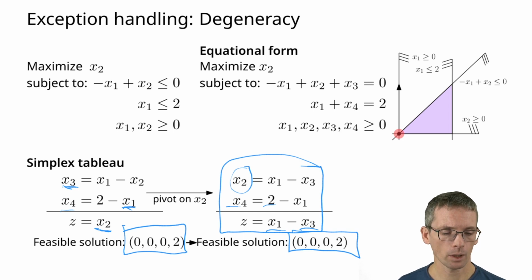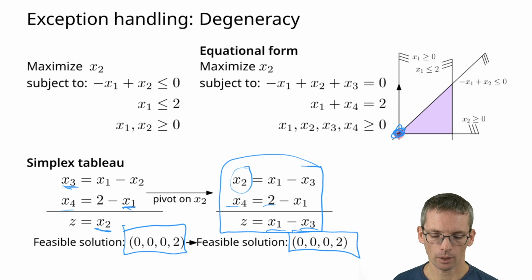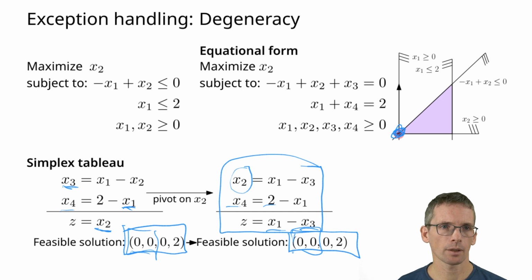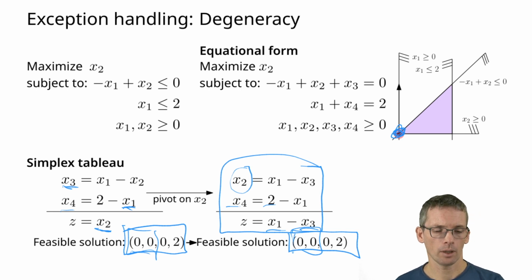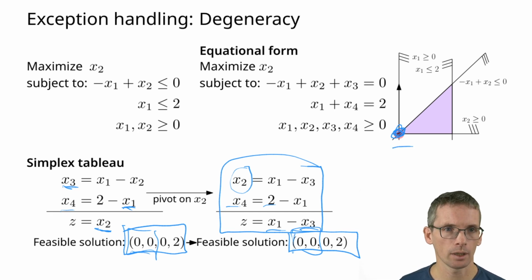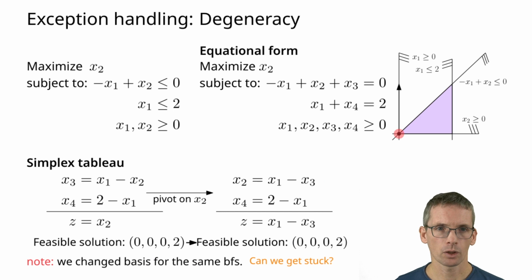In my drawing here, where I only have x1 and x2, it corresponds to this corner here, because that's a 0, 0 on x1 and x2. And what happens here is that the simplex algorithm, at least for one step, gets stuck in that corner. Yeah, so I was here, I'm still here. So we changed the basis, but we did not change the basic feasible solution.